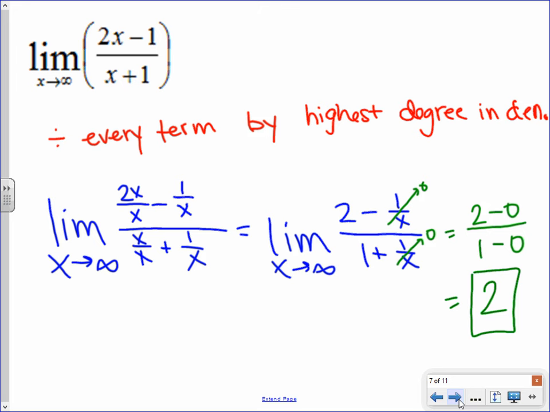So Cole already mentioned, if the degrees are the same, then we look at the leading coefficient, and that's where our horizontal asymptote is. What is true if the denominator has a bigger degree?